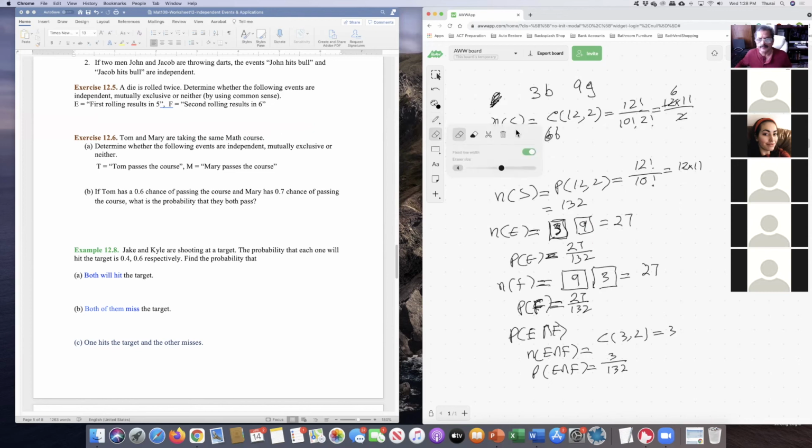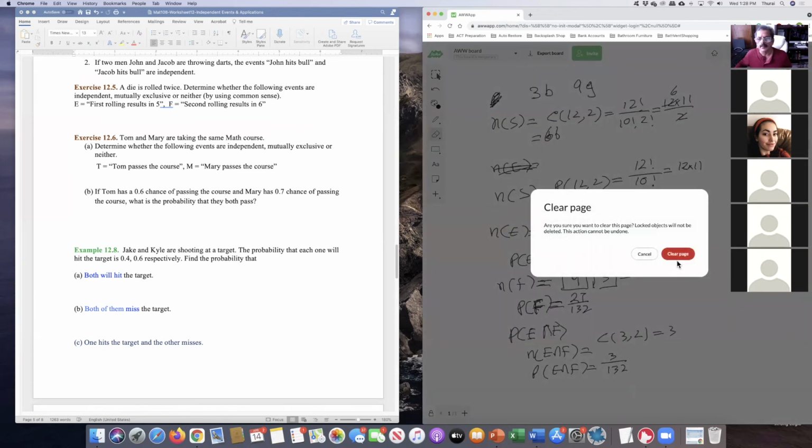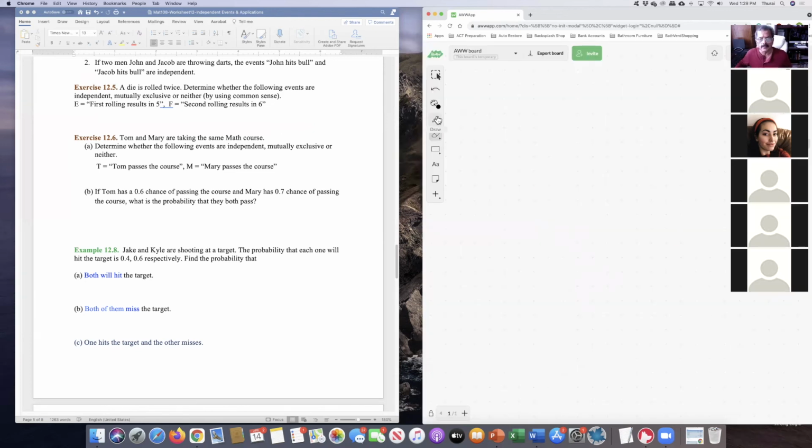Anybody? 0.6 times 0.7. 0.42. Yes, exactly. Since they are independent, and we already know by common sense they are independent, the probability for both to happen, Tom to pass and Mary to pass, is equal to the probability for Tom passing times the probability for Mary passing. So just multiply them to get the answer.